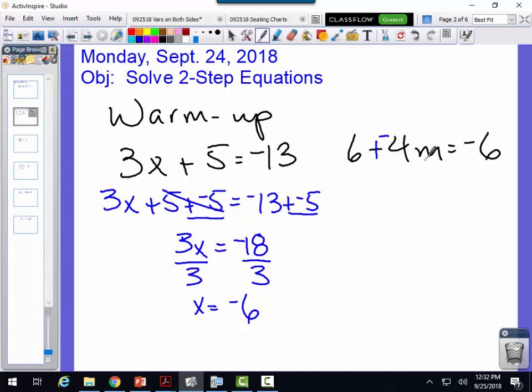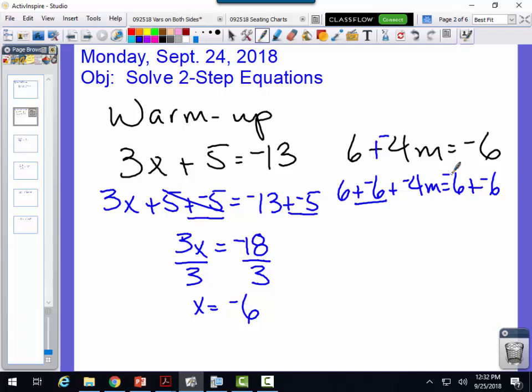So I come over here and I have to get this letter by itself. So the first thing I need to get rid of is plus 6. We got to get rid of this add 6. We get rid of the constant first. And we do that by adding its opposite. So 6 plus negative 6 plus the negative 4m is equal to 6 plus, well, the new thing I added over here was negative 6. So I add a negative 6.